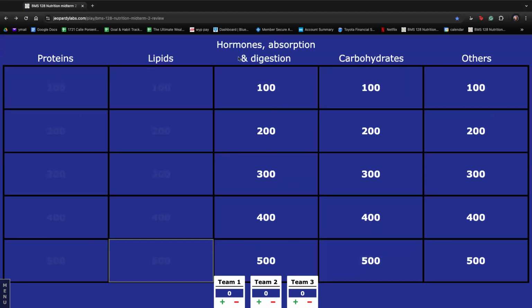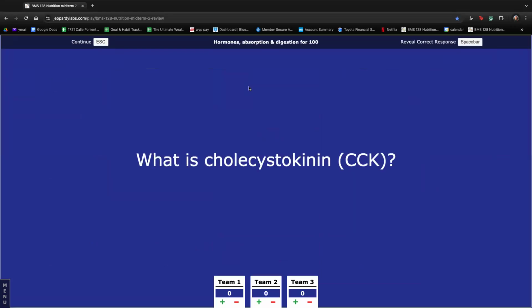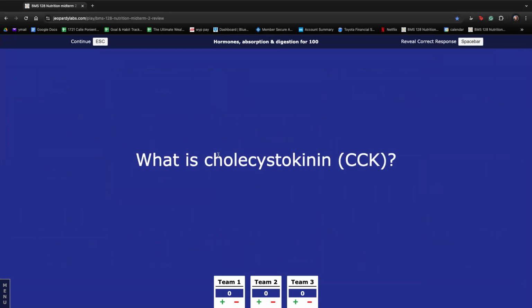Okay, this section is about hormones, absorption, and digestion. What is CCK? Does anyone know where it's produced or what it does, what it releases?